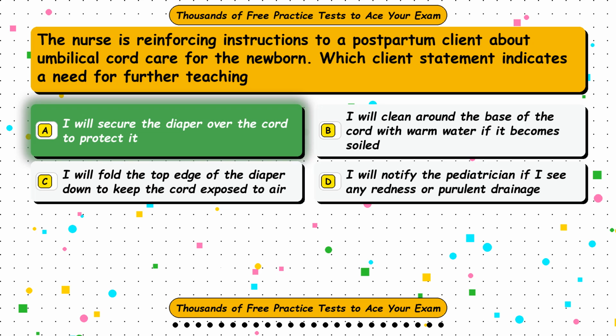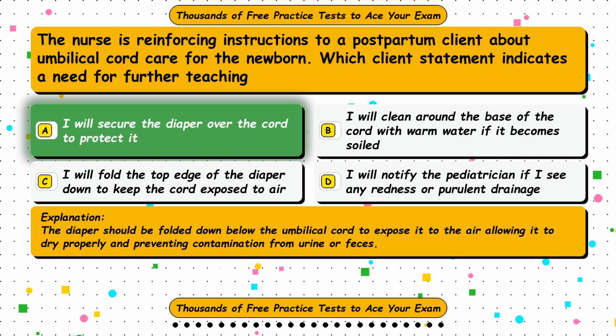The correct answer is option A, I will secure the diaper over the cord to protect it. The diaper should be folded down below the umbilical cord to expose it to the air, allowing it to dry properly and preventing contamination from urine or feces.